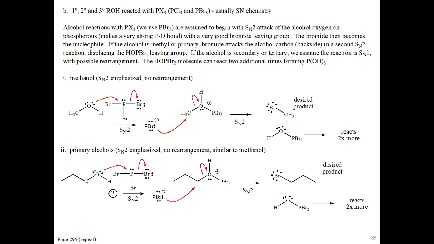If I use a primary, everything looks the same. Oxygen attacks the phosphorus, push off the bromide. Very good leaving group, but it's at primary, so I have to use SN2 to push that off. Okay, and now I have a bromoalkane. 2 more bromines on the phosphorus can react 2 more times. All right. So now let's go to secondary and tertiary.